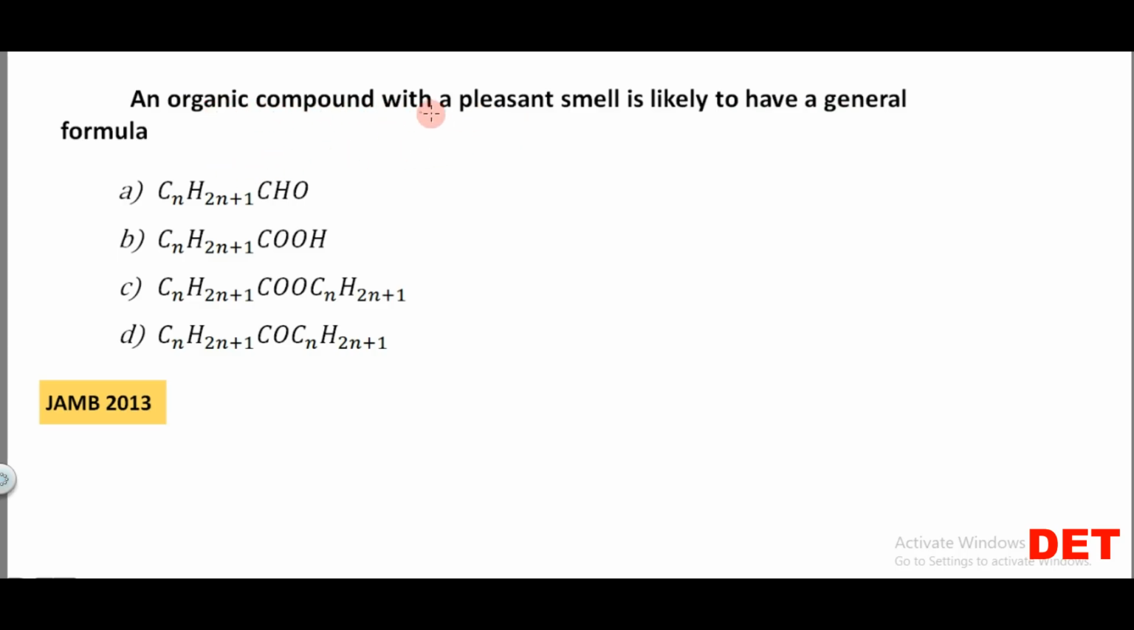So, an organic compound with a pleasant smell is likely to be an alkanoate, which are also referred to as what? Esters. So the esters, they have a fruity smell, and fruit smells nice. So these compounds smell nice, so they have a pleasant smell. So we are referring to the alkanoate.